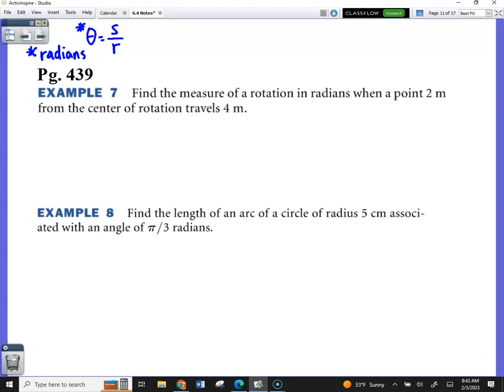All right. Find the measure of a rotation in radians when a point 2 meters from the center of rotation travels 4 meters. All right, y'all do that. When you read it and you realize I have no clue what it's asking, that means it's probably this formula right here. This is pretty much the only formula where everybody's like, what did you just ask? Read it once. Now go back and read it again and underline the important information. How many variables are in the formula?